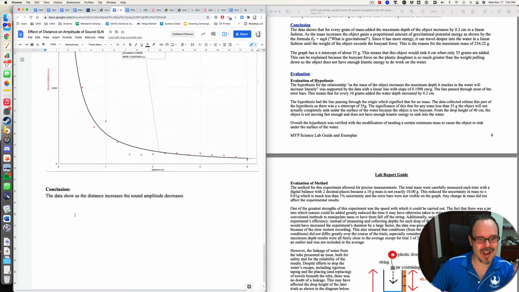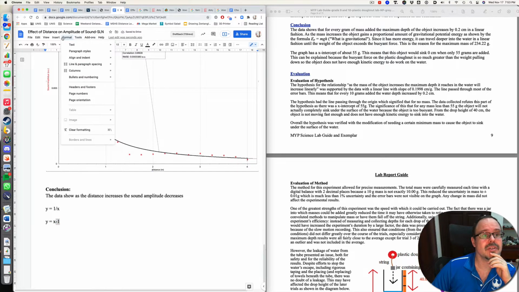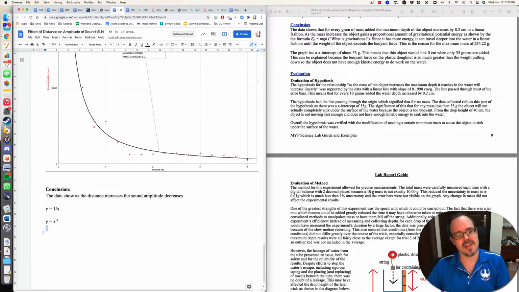What does an inverse graph mean? An inverse graph means y equals 1 over x. Or I could write that as y equals x to the minus 1. How do I superscript? Format, text, superscript. Good. So that means the power should be minus 1 if this is inverse. So the actual power means something.